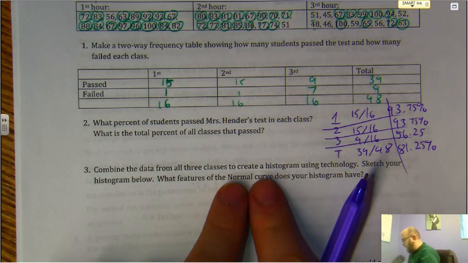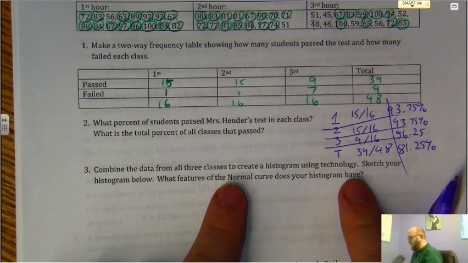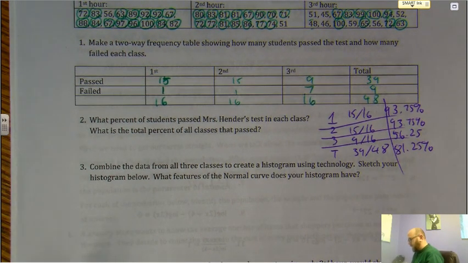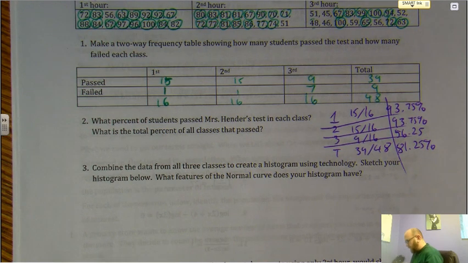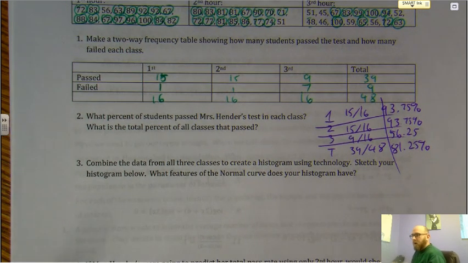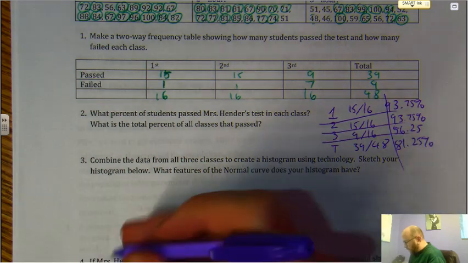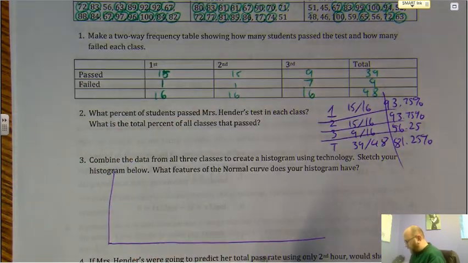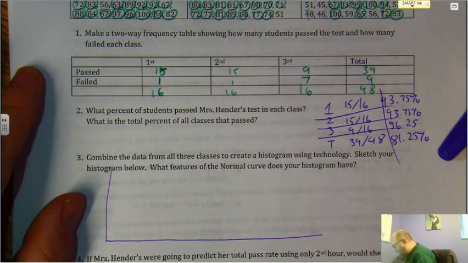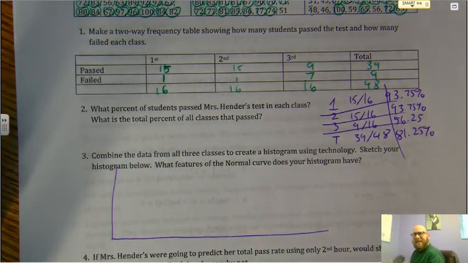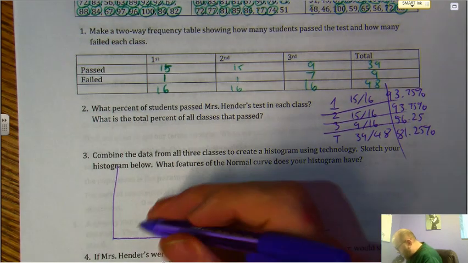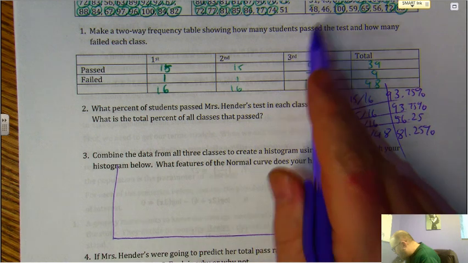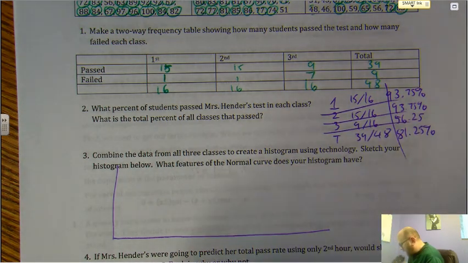It then wants us to create a histogram using technology. Sketch your histogram below. We don't necessarily have to use technology for this one, but when we're looking at the total data, all you do is look at the total scores, break them up, and do it by count. We'll group it by tens. I think the lowest I saw was a 40, so I'm going to start by looking at the 40s.